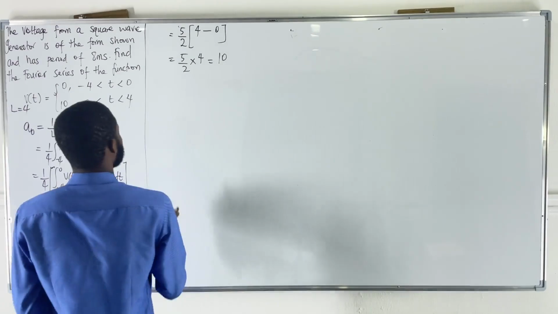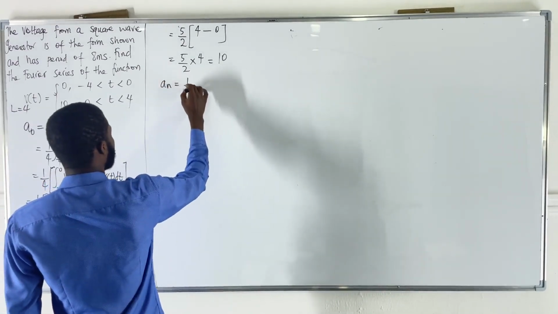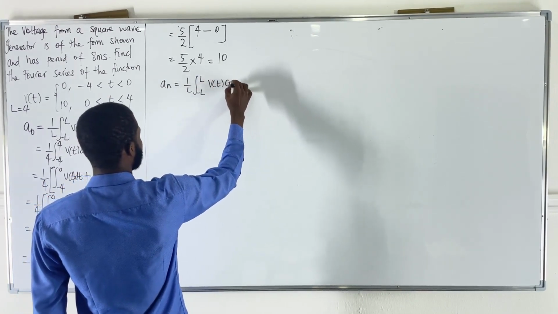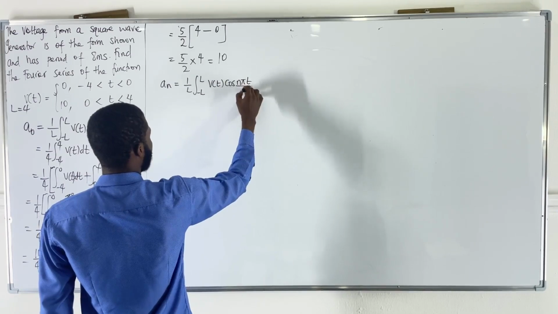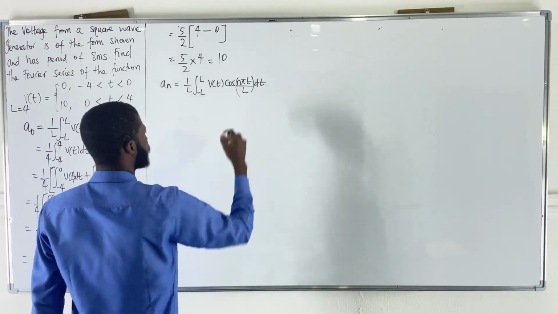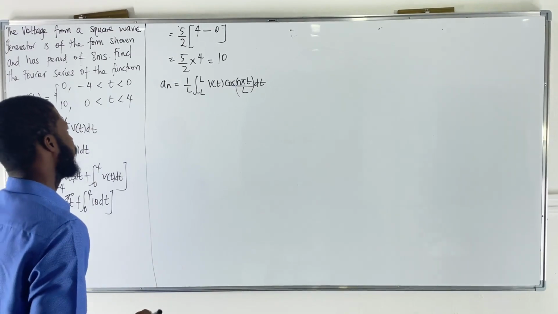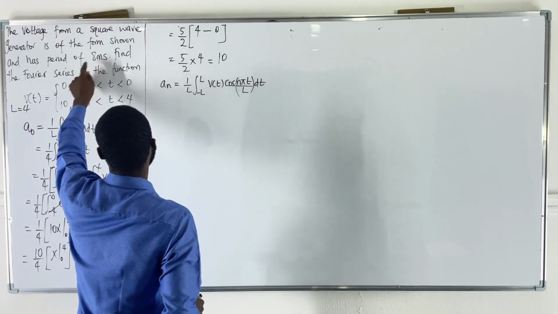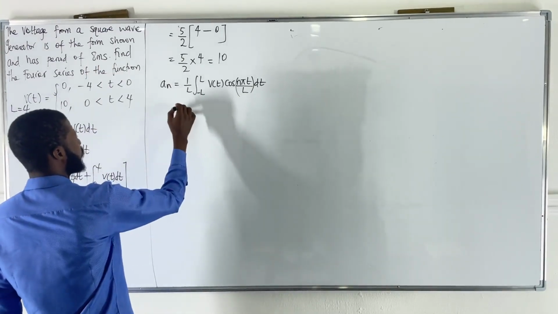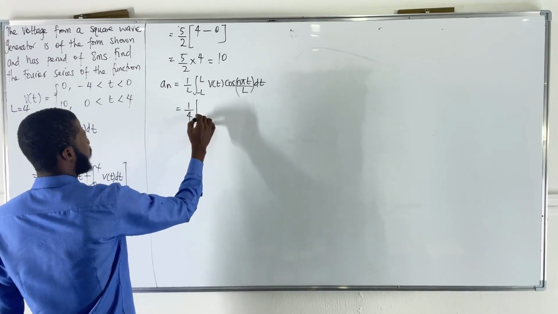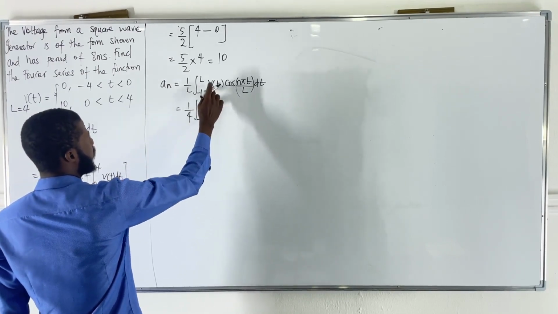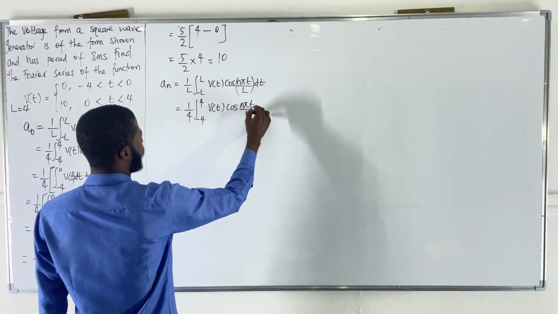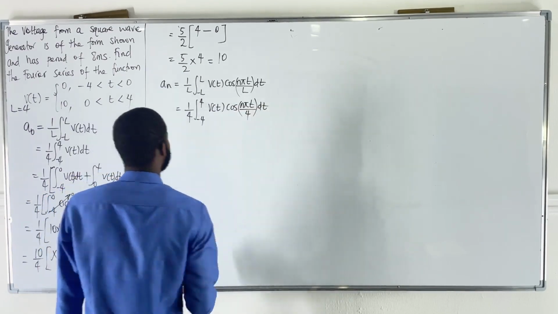A sub n is equal to 1 over L, integral from minus L to L, V of t cos n pi t over L dt. So that's what we have. Now the next thing is for us to put in what our L is. Remember that L is half the period. The period is 8, so half of 8 is 4. So L is equal to 4. So this will be 1 over 4, integral from minus 4 to 4, V of t cos n pi t over 4 dt. That's what we have.